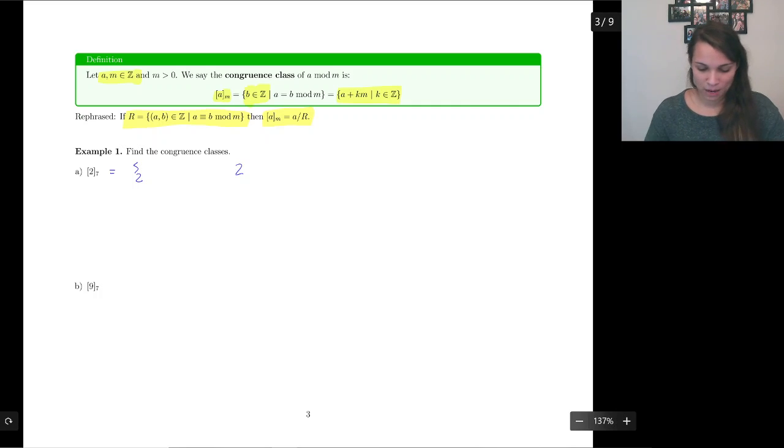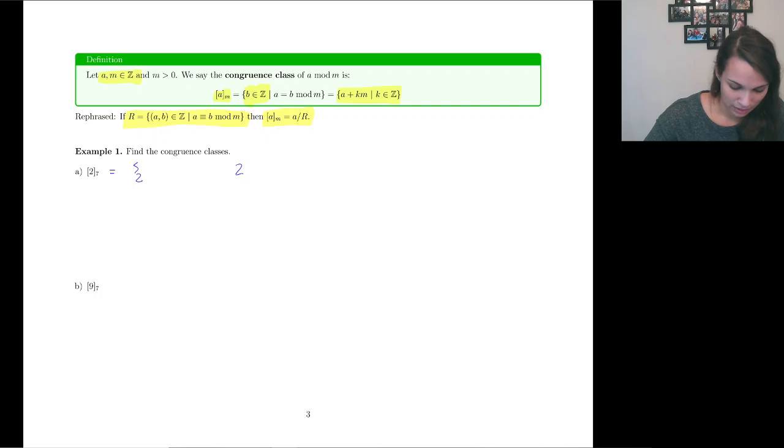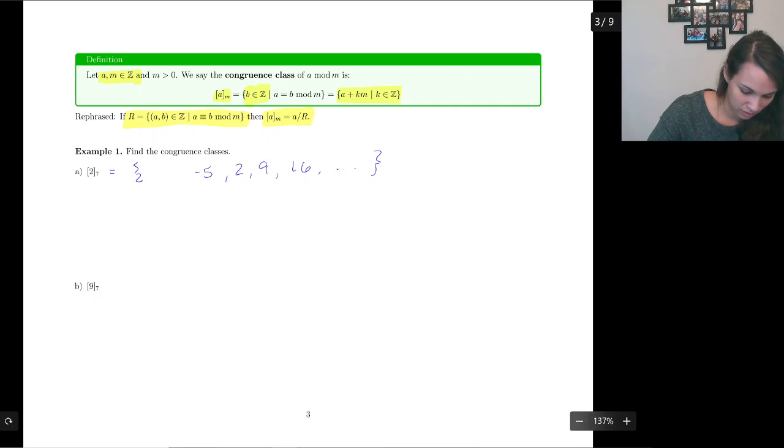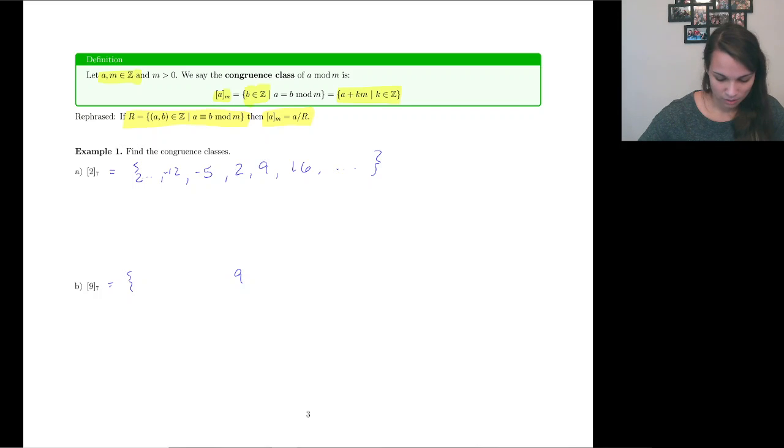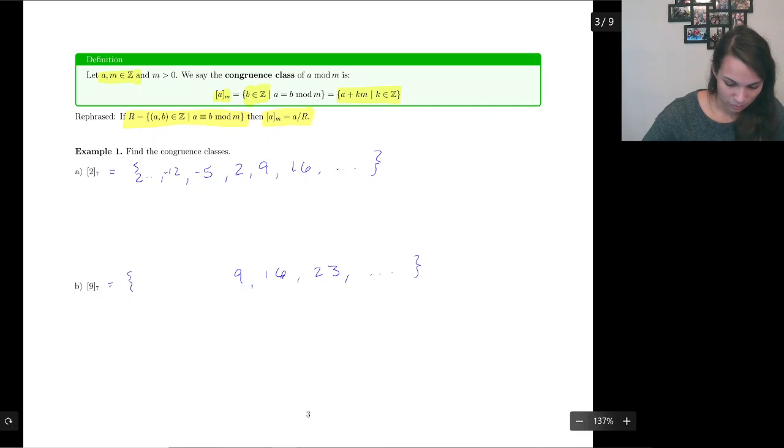Certainly, if k was 0, we would have 2. And then we can add 7. Then we can add 7 again. And then we can subtract 7. And we can subtract 7 again, which is going to be a negative 12. There we go. And then we have 9. And we can say that 9 is definitely in its own congruence class. But we can also add 7, and add 7 again, and then subtract 7, and subtract 7 again.